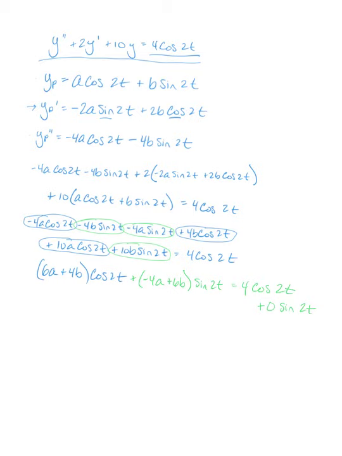So for this equation to be true, the coefficient on the cosine on the right is a 4. That has to equal the coefficient on the cosine on the left, 6a plus 4b. So 6a plus 4b has to be 4. And then the coefficient on the sine on the right is a 0. That has to equal the coefficient on the sine on the left. So it has to be that negative 4a plus 6b equals 0. And now I can solve this system of equations with two unknowns.